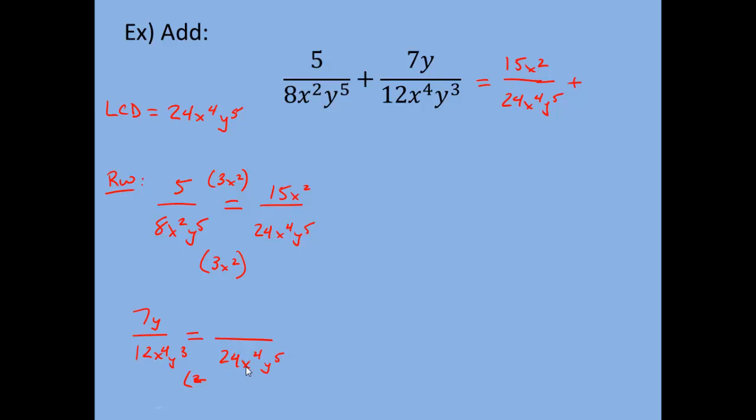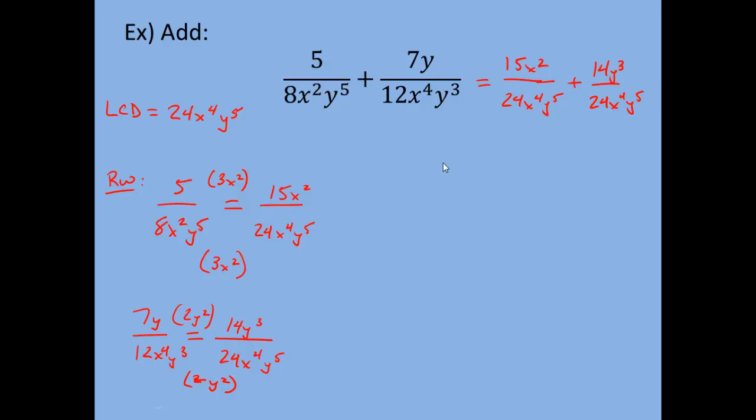x to the 4th stayed x to the 4th, so we don't need any x's. And then y to the 3rd times what gave me y to the 5th? Well, it's y to the 2nd power. So we multiply the denominator by 2y to the 2nd power. You also have to do it to the numerator. So 7 times 2 will give us 14. y times y squared gives us y to the 3rd. So we're replacing the second fraction with 14y to the 3rd over 24x to the 4th y to the 5th.